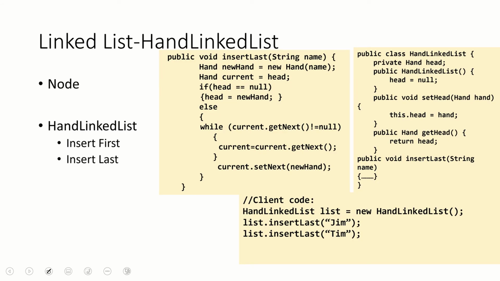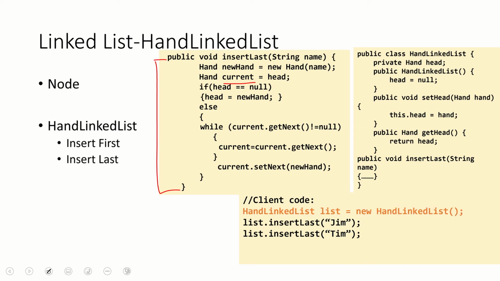In this code, we have this insert last. The only difference is we're using the current one as a pointer to track whether this hand is the tail or not. Let's take a look at the code and visualization step by step.